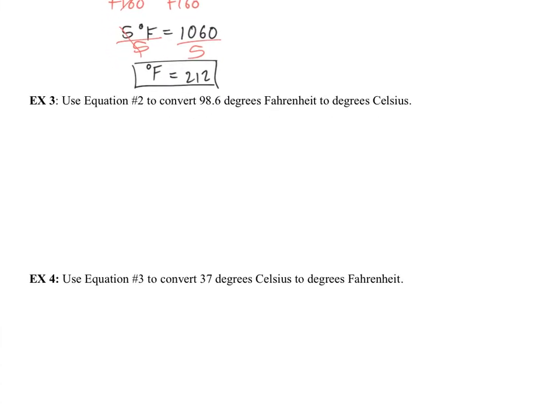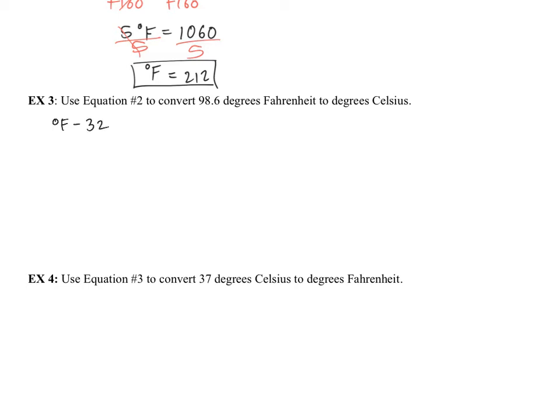Now example 3, we're going to use equation 2. So what is equation 2? I'll go ahead and copy it down. Degrees Fahrenheit minus 32 all over 1.8 equals degrees Celsius. So we're using this to solve for Celsius, and we're inputting 98.6 for Fahrenheit. Go ahead, pause the video, try to solve by yourself, and check back in with me in a second.